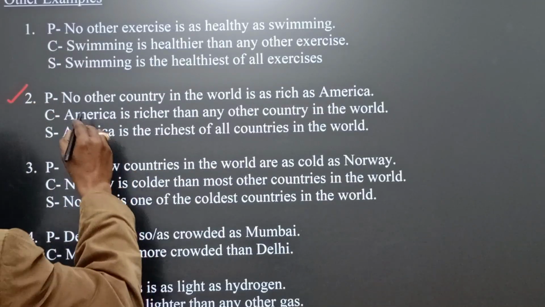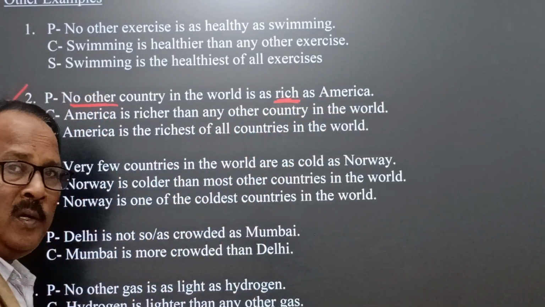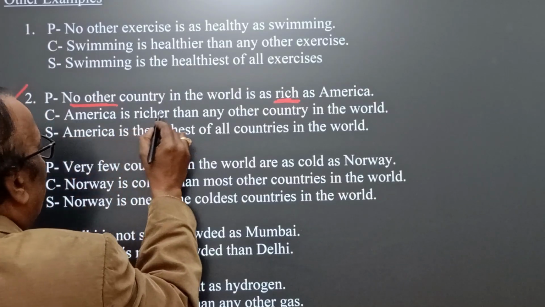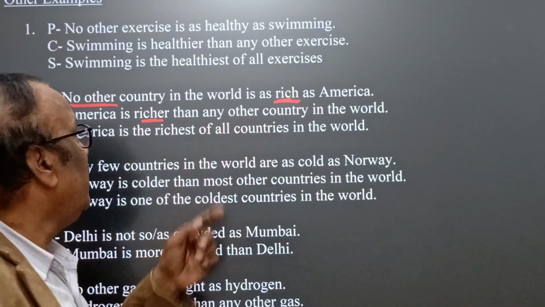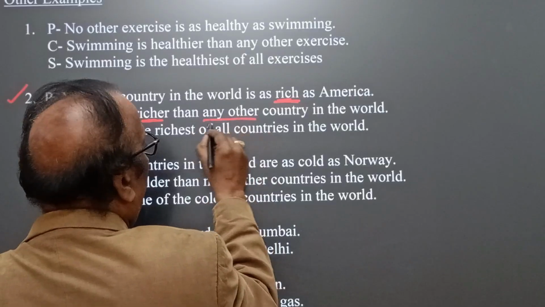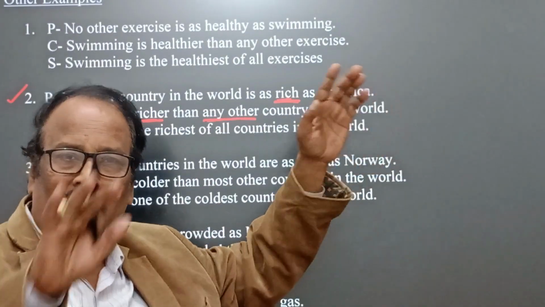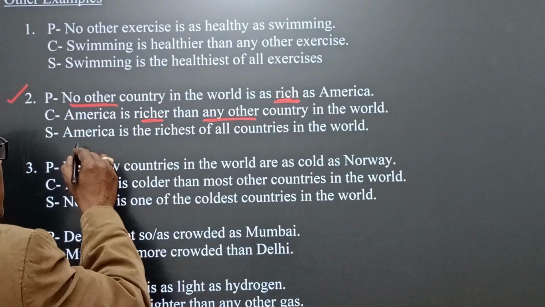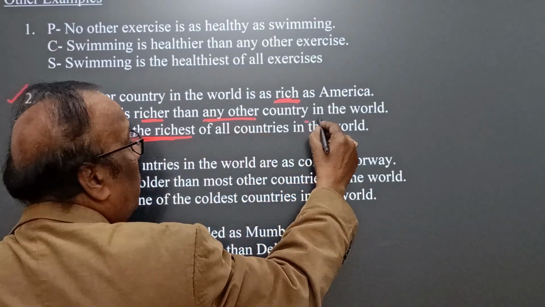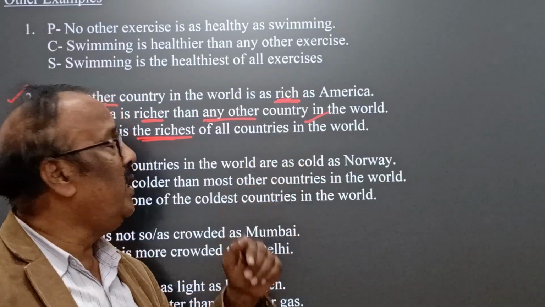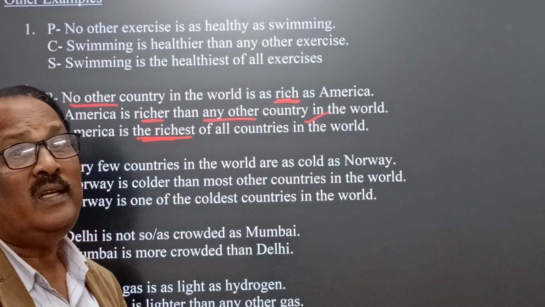Example number 2: no other country in the world is as rich as America. Rich is here the adjective of positive degree, and America is richer, the adjective of comparative degree, richer than any other. As no other is here, we have to use any other country in the world. Now in superlative degree, America is the richest of all countries in the world. As a place is here, in is used. The meaning remains unchanged in these three sentences.